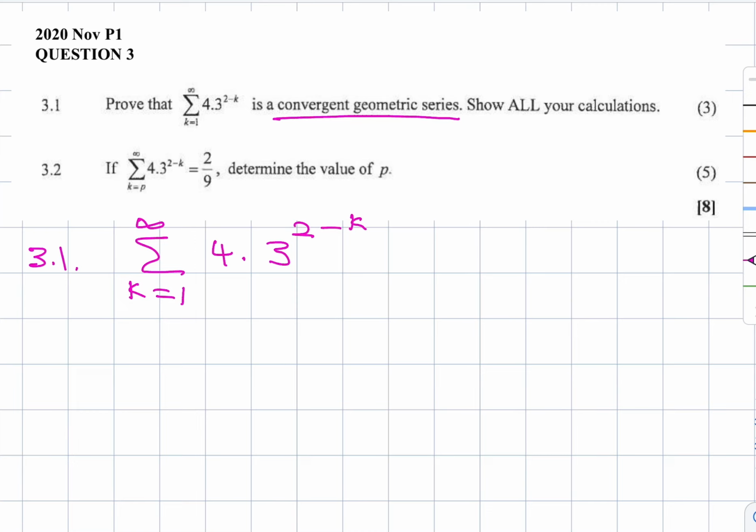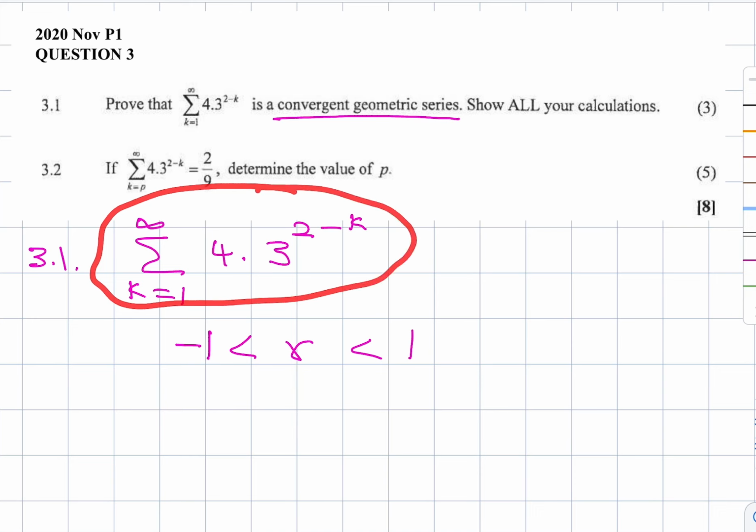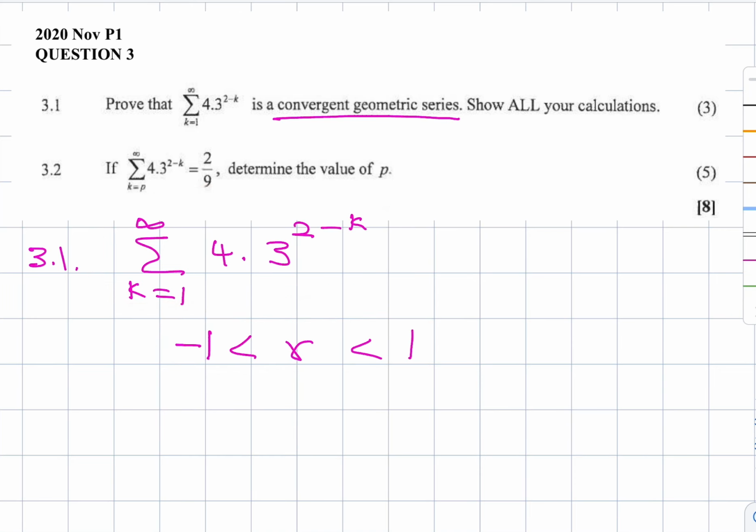Show all your calculations. So what do we know about geometric convergent series? It must be r less than 1 and greater than -1. So in other words, you will have to calculate the value of r for this sum and check if it lies in this interval. So let's work out the first three terms.